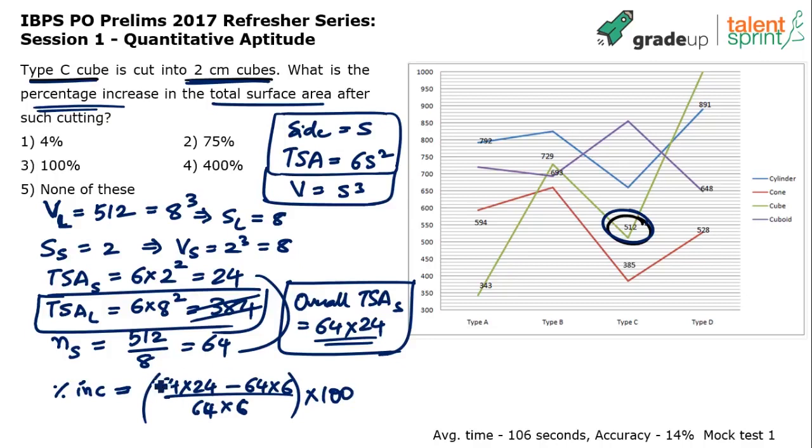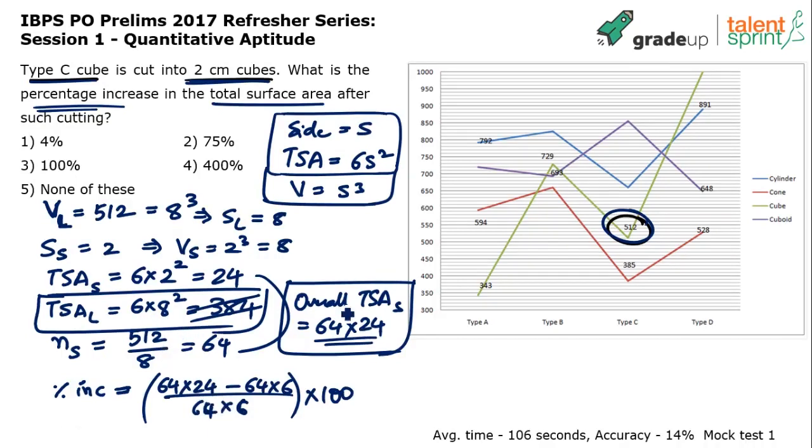The total surface area of all the smaller cubes is 64 times 24, as calculated here. Total surface area of the larger cube is 64 into 6 into 8 square, which comes out to be 64 into 6. So, you know, this is how the formula works, right? Final value minus initial value by initial value, right? The initial value is 64 into 6. Initial value is nothing but the larger cube.